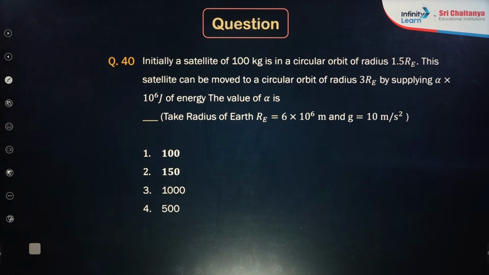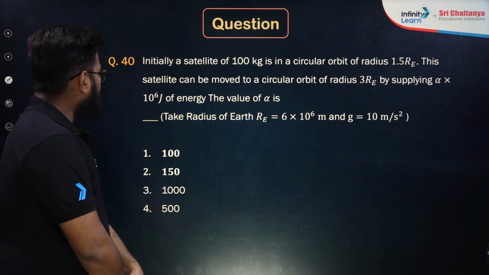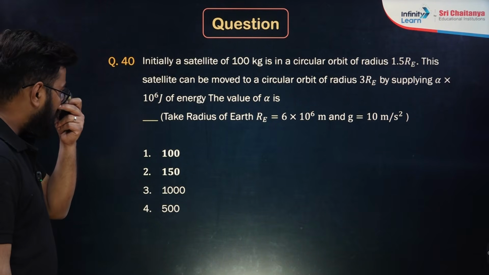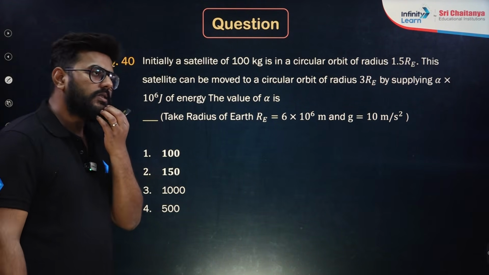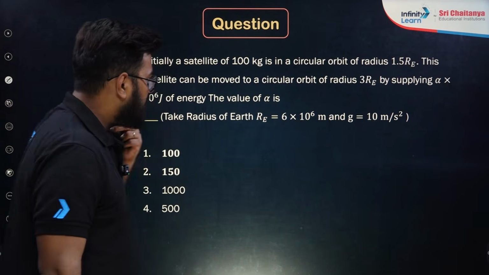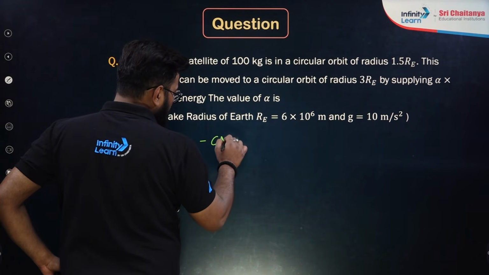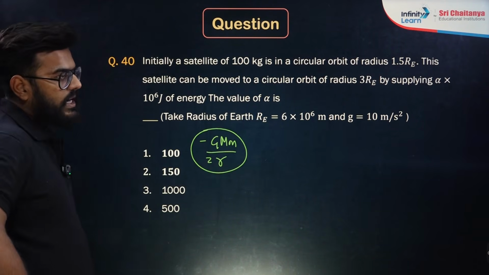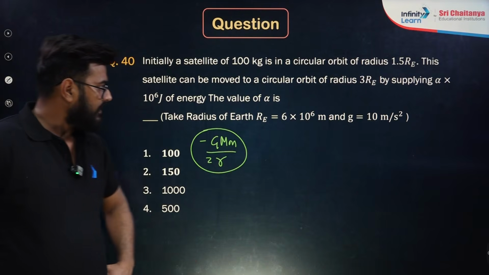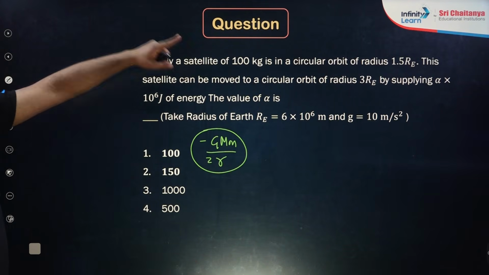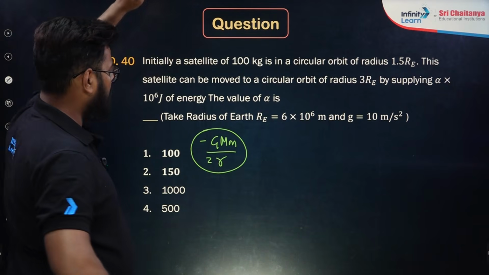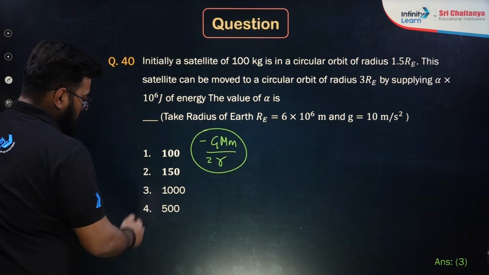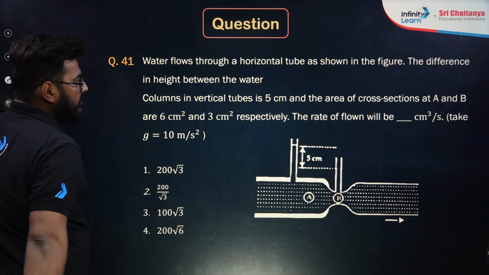Initially, a satellite of 100 kg is in a circular orbit of radius 1.5 RE. This satellite can be moved to a circular orbit of radius 3 RE by supplying alpha into 10 raised to the power 6 energy. See, over here what you need to do is evaluate the total energy. The total energy is minus G capital M small m upon 2R, R being the distance over here. This is the total energy of any satellite. So how much will the total energy increase if you move it from 1.5R to 3R? Whatever the difference is, that will be the energy required. Option number 3 will be equal to the value of alpha.